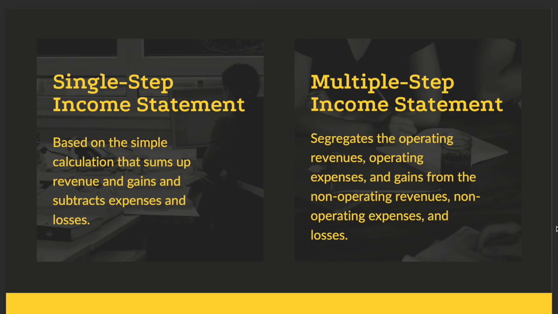The above example is the simplest form of the income statement that any standard business can generate. It's called the single-step income statement, and it is based on a simple calculation that sums up revenue and gains and subtracts expenses and losses.